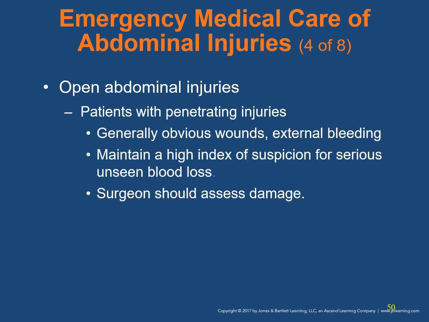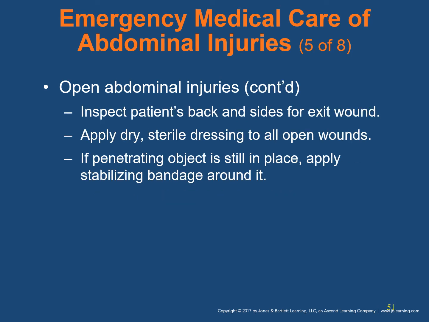Open abdominal wounds. Patients with penetrating injuries generally have obvious wounds and external bleeding. However, significant external bleeding is not always present. Maintain a high index of suspicion for serious unseen blood loss. Only a surgeon can accurately assess the damage. You should assume the object has penetrated the peritoneum and possibly injured organs.